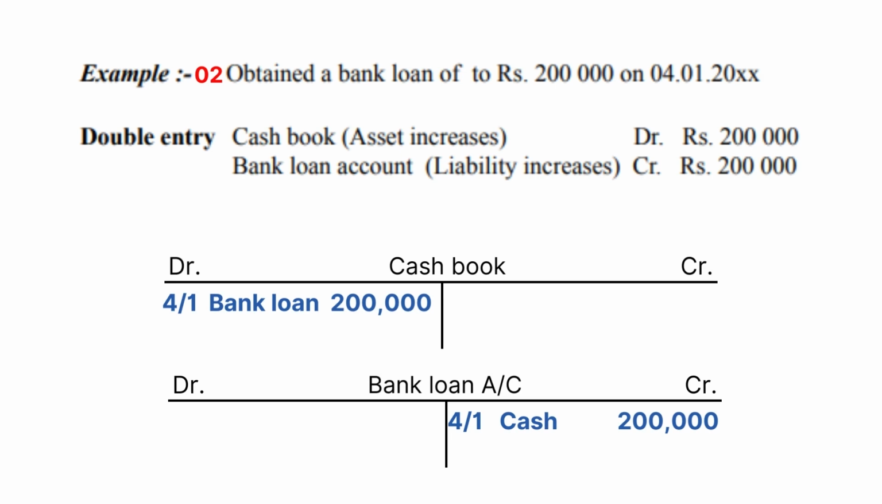And we have to write the description in the debit side of the account. We can write it as bank loan since we are receiving cash as bank loan. And since our liability is increasing, so it's recorded in credit side of the bank loan account. And we have to write the description as cash since we are receiving cash Rs 200,000 as bank loan.